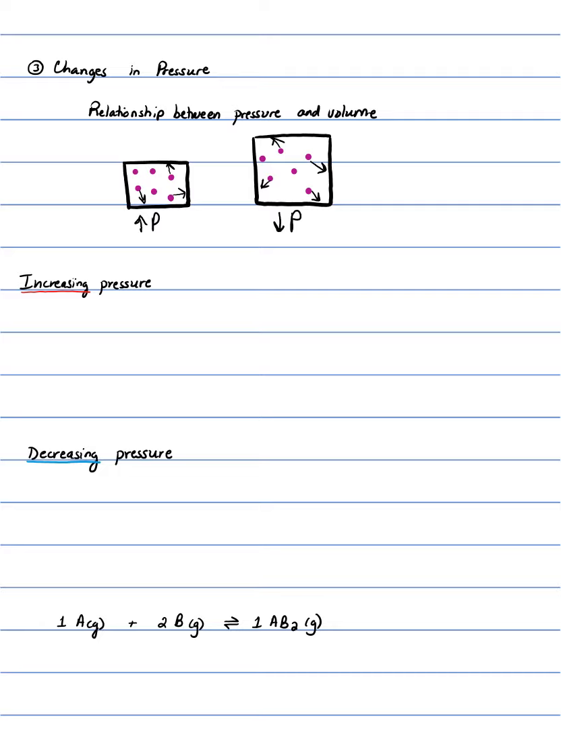And assuming that that's not just a two-dimensional box but a three-dimensional box where you have an actual volume, the higher pressure will happen when the volume is smaller. The smaller pressure with a larger volume. So that's the relationship between pressure and volume. The greater the volume, the smaller the pressure.